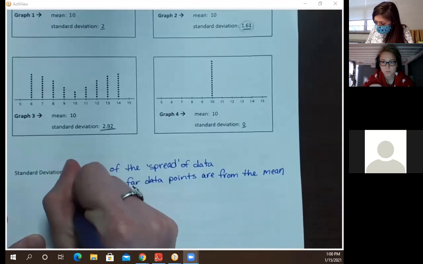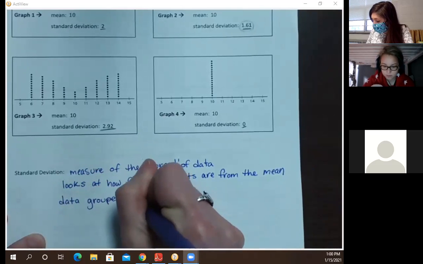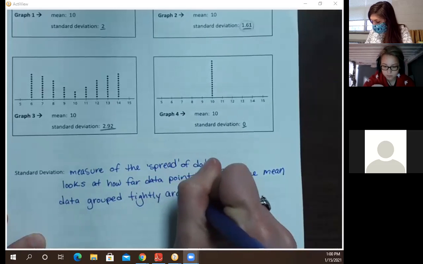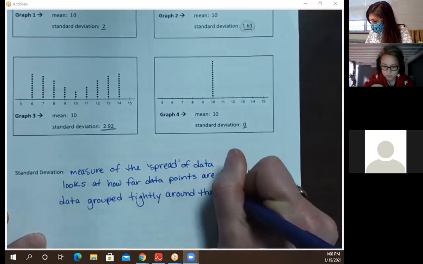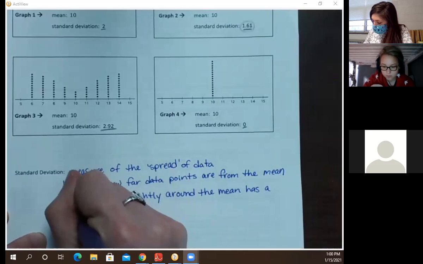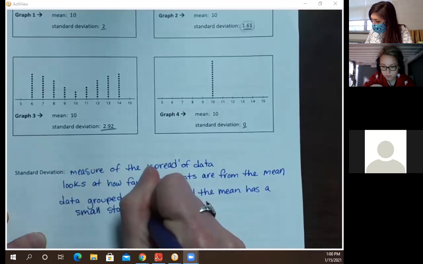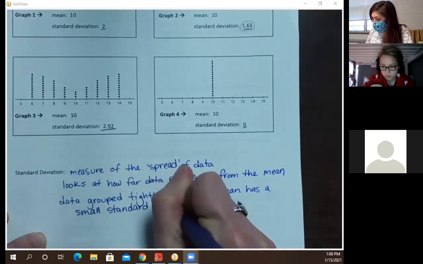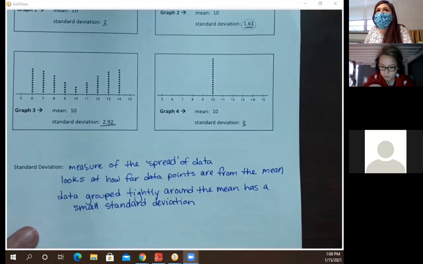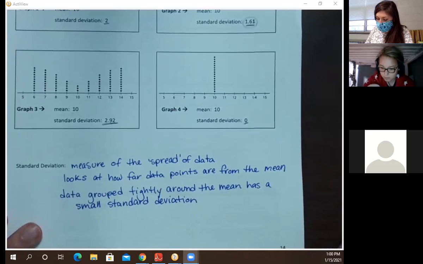So data grouped tightly around the mean has a small standard deviation. Most of my data is close to the mean. I would expect a small standard deviation.